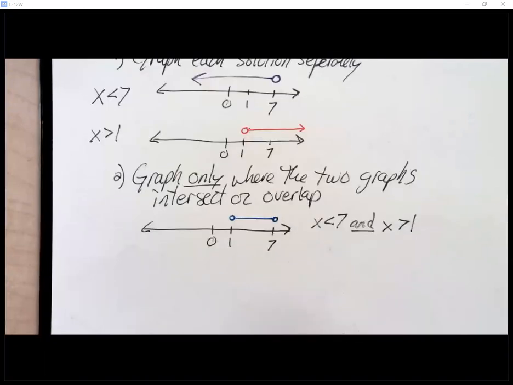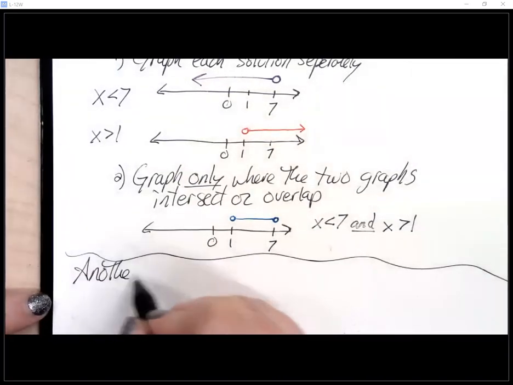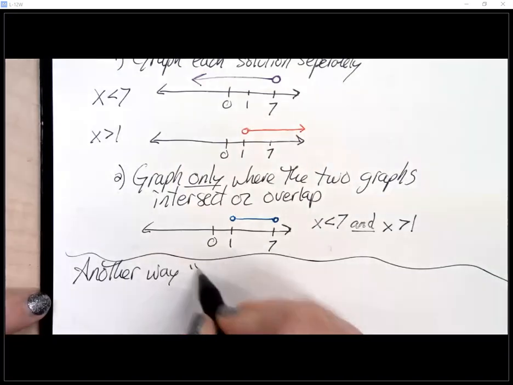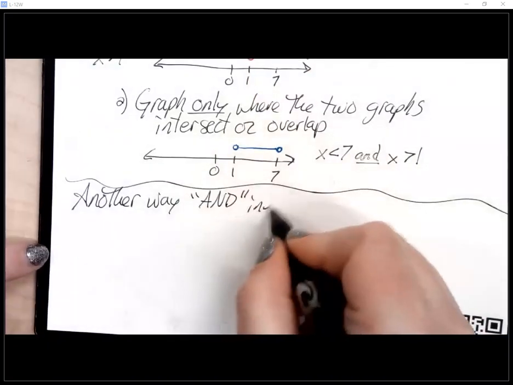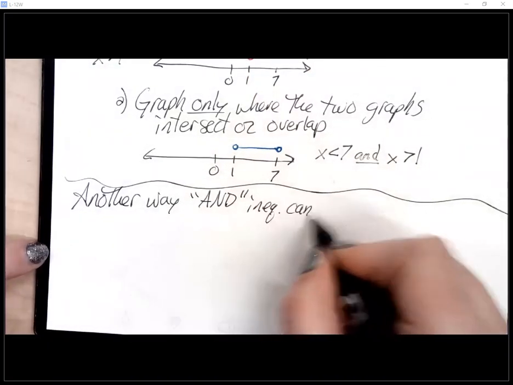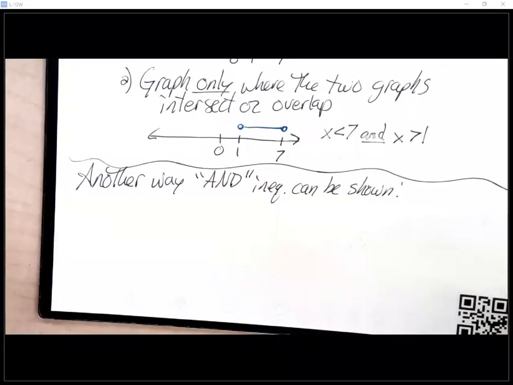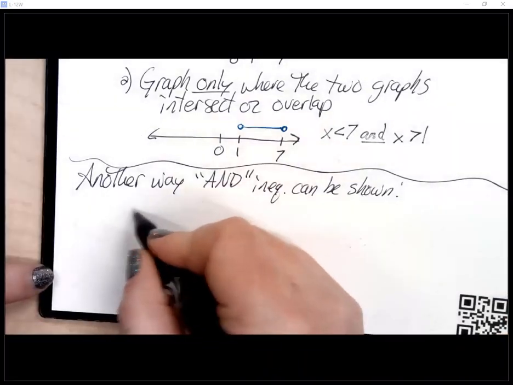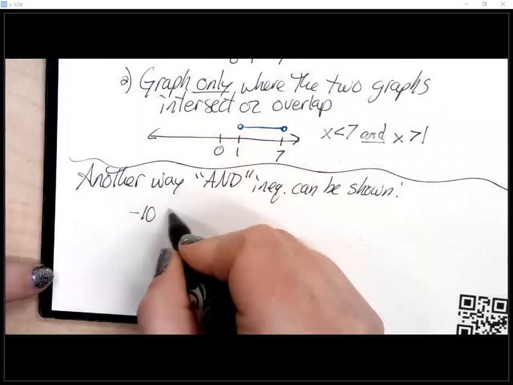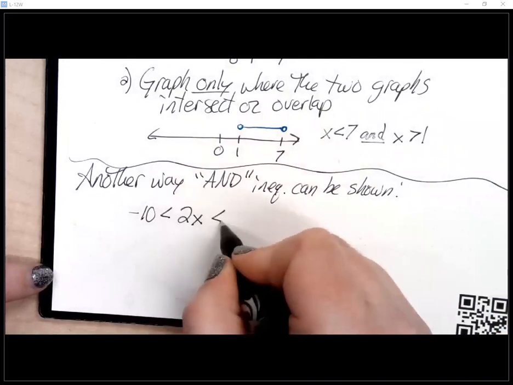So let's do, let's see. Another way to write an and. Another way ands are represented. Let's do that. Oh, let's do something like -10 less than 2x, which is going to be less than 6.